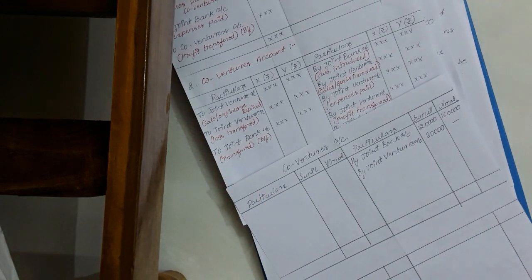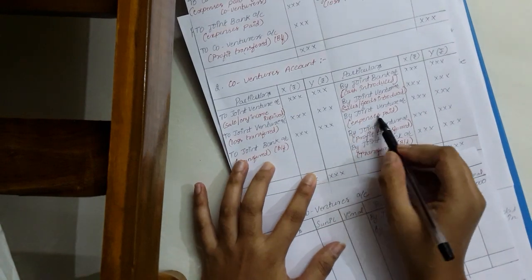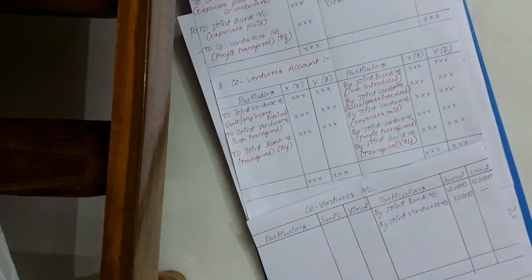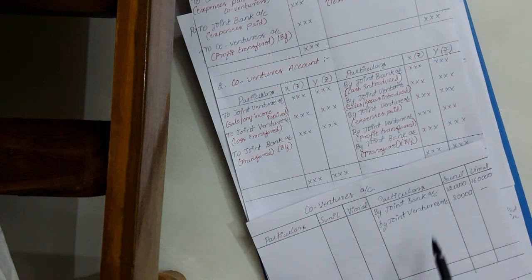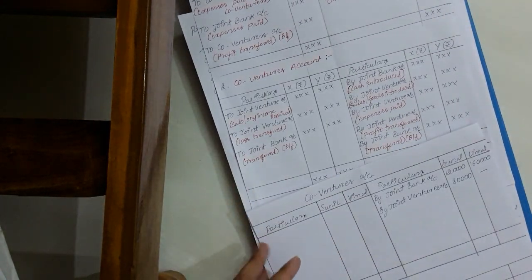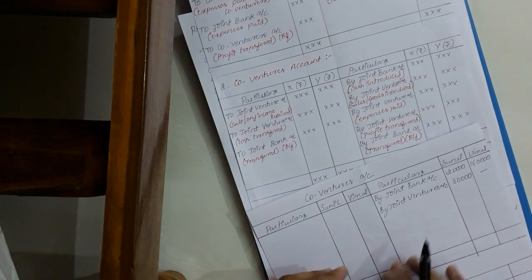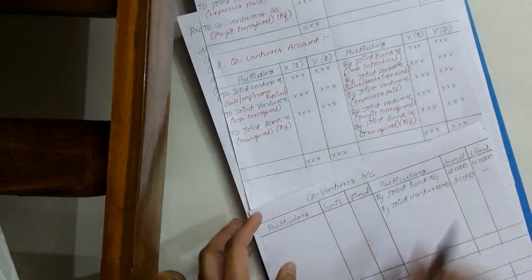So next is expenses paid. If any co-venturer, Sunil or Vimal, is paying any kind of expenses from his own pocket, that needs to be written here. But here Sunil or Vimal is not paying any expenses from his own pocket, so no need to write that.